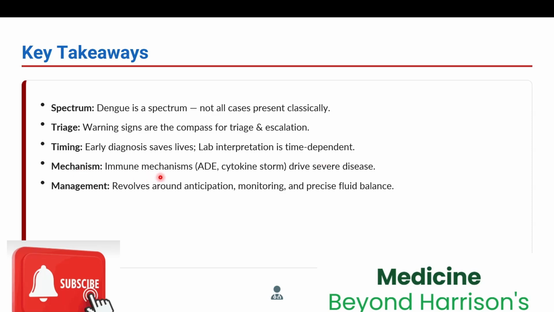Immune mechanisms are more predominant than direct virus damage. It is antibody-dependent enhancement and cytokine storm that cause most of the clinical manifestations of dengue fever, which drive the disease into severity. Management revolves around anticipation, monitoring, and precise fluid balance. We'll further discuss the management protocol, the prevention strategies, vaccination, newer treatment modalities, and the role of steroids in part 2 of this dengue fever video.